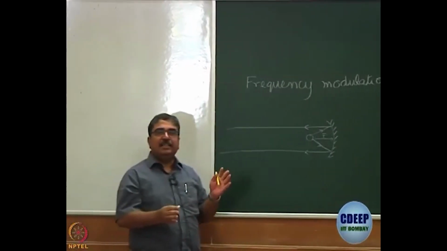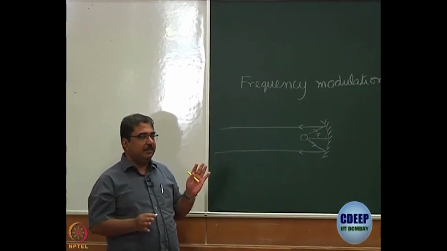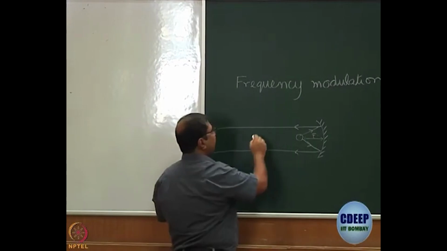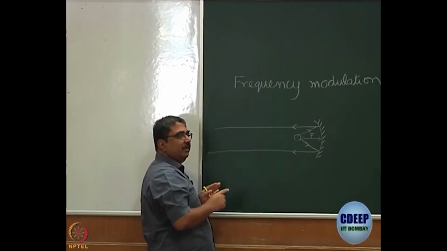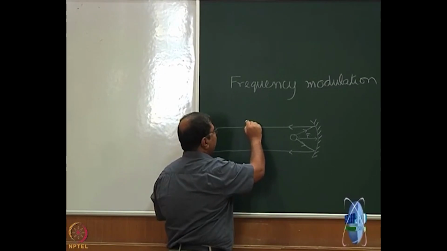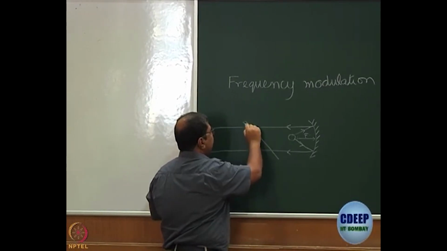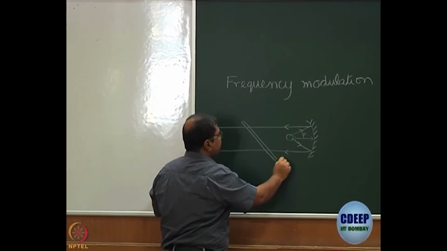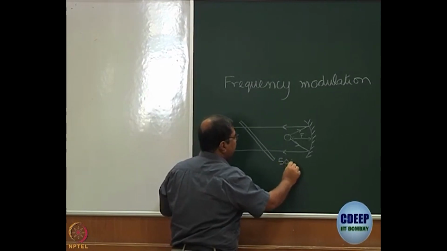What you have next is that there are two arms in Michelson interferometer. One arm contains a fixed mirror, the other arm contains a movable mirror. Before I draw the arms, I will draw another optical element. This is something that has been introduced to you already. This is a 50-50 beam splitter.